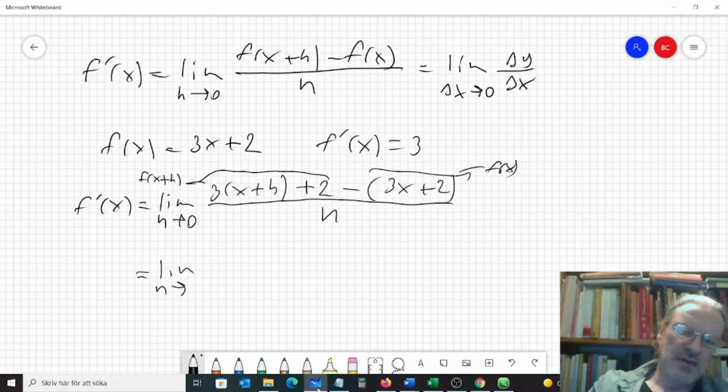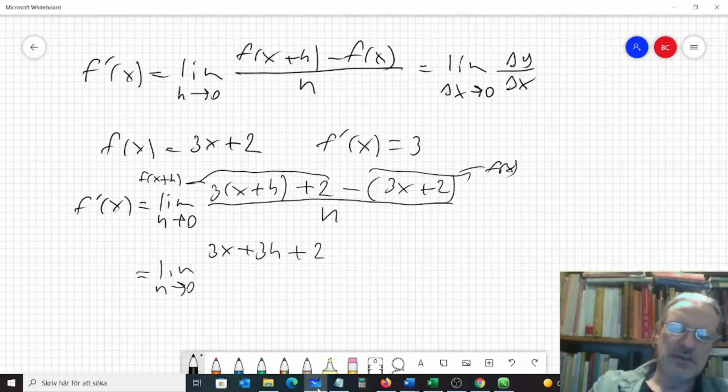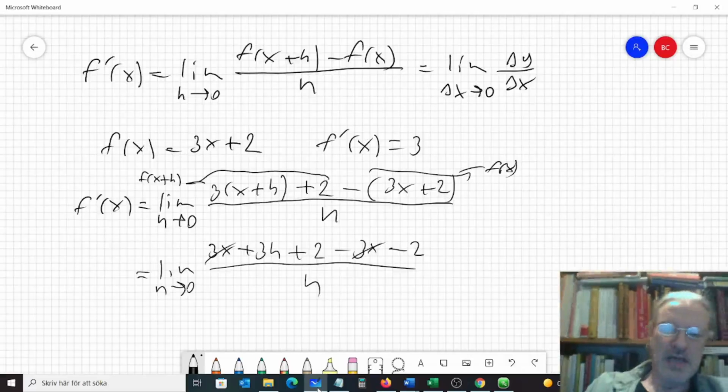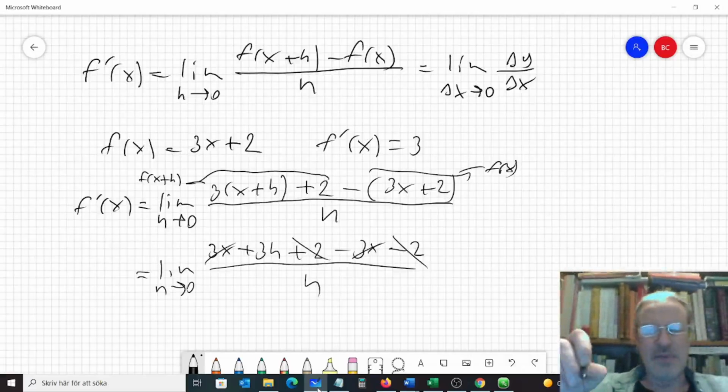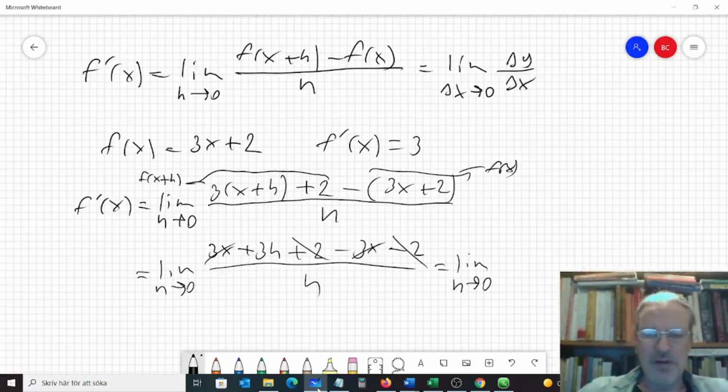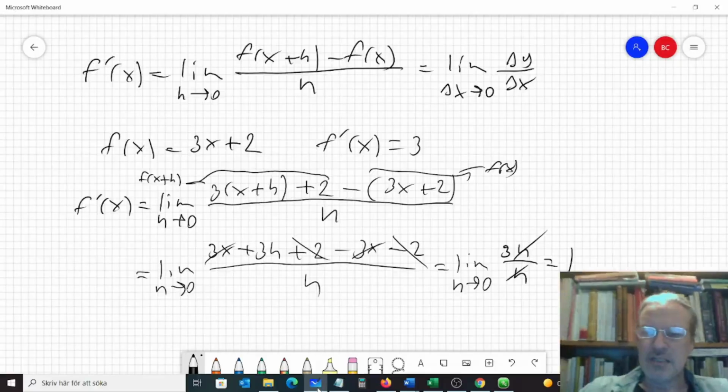So the limit as h goes to 0, let's expand the thing we have here. That will give us 3x plus 3h plus 2 minus 3x minus 2 over h. You can see that the 3x will cancel against the 3x, and the plus 2 will cancel against the minus 2. So now we have the limit as h goes to 0 of 3h over h, and here we can cancel the h against the h. So we get the limit as h goes to 0 of 3, which obviously is 3.